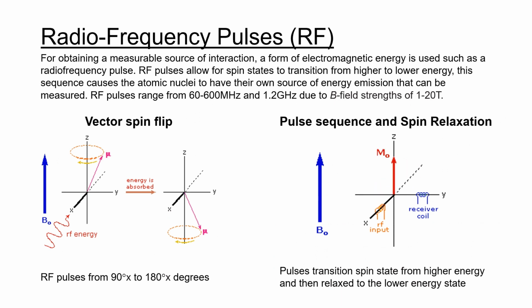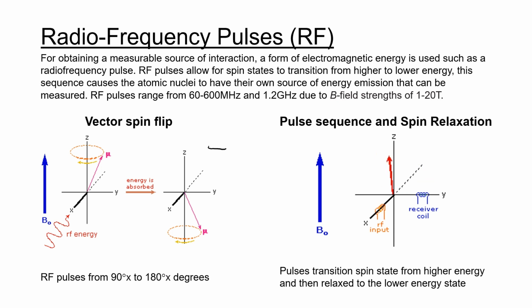And now that we've defined our vector components and energy of our spin states, we can obtain a measurable source of interaction. We can do this by applying another perturbation in the form of electromagnetic energy, also known as a radio frequency pulse. Radio frequency pulses allow us to transition spin states from lower to higher energy, due to the absorption of the radio frequency by the atomic nuclei. This causes each nucleus to have its own source of interaction, which can be measured. The frequency can vary anywhere from 60 to 600 megahertz, and even 1.2 gigahertz in some cases.